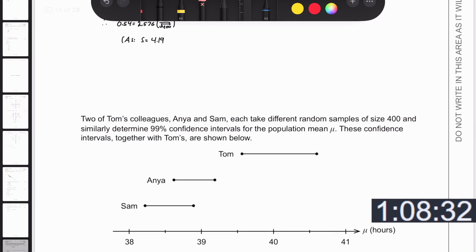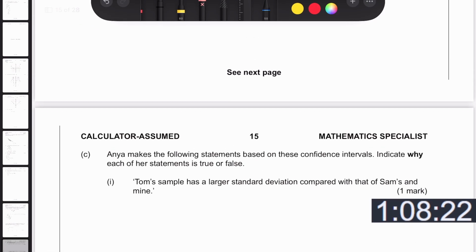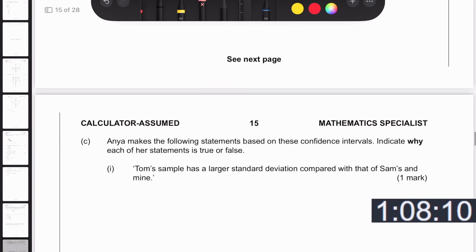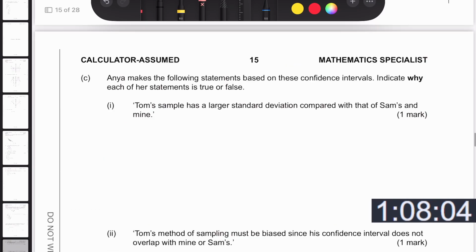Two of Tom's colleagues each take a random sample of size 400. Similarly, they determine the confidence intervals shown below. Anya makes the following statements based on the conclusions. Decide whether each of her statements is true or false. Tom's sample has a larger standard deviation compared to the other two samples. True.